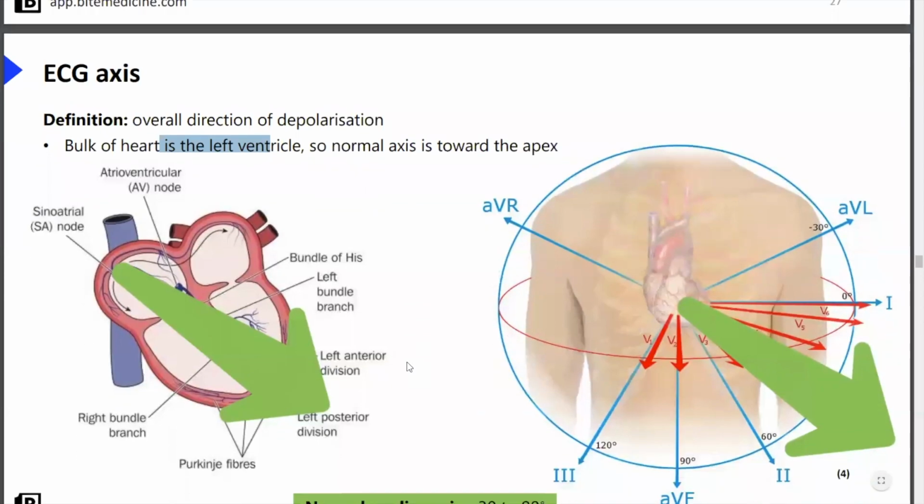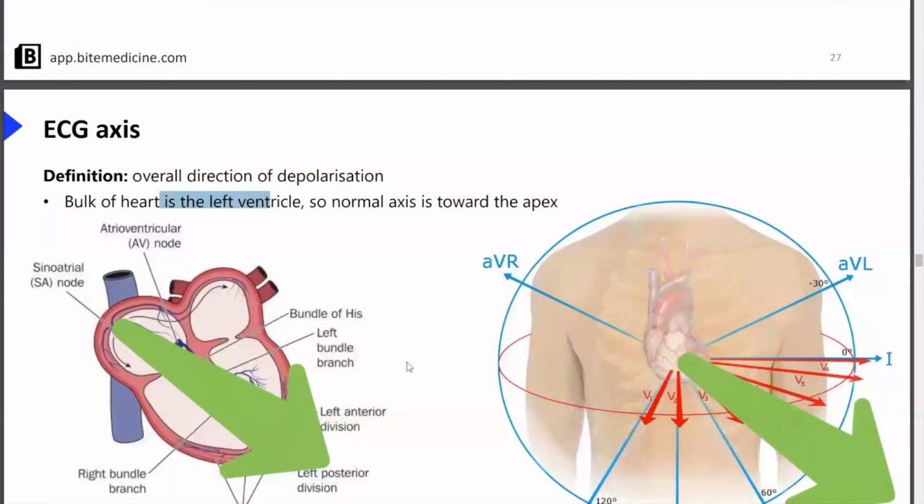But the point is, do you need to know the angles? No, you don't need to know the angles. I've never in my life been asked what the axis of the heart is in degrees. You need to know how to roughly work it out. You don't need to know how to calculate the angle. What you need to know is the normal cardiac axis lies towards the left in this quadrant here.